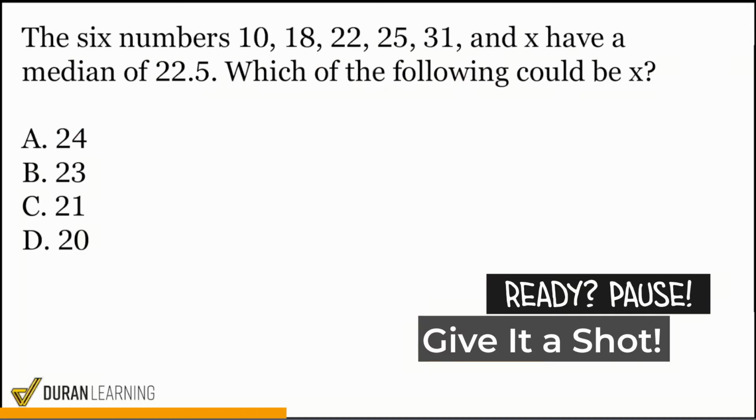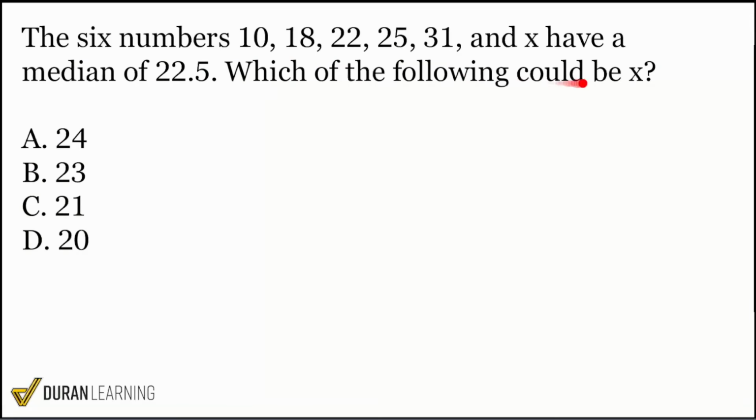Next question, and it reads in the question sentence, which of the following could be x? Okay, sounds good. So we want to know a possible value of x, and the information that we're given is that we have 6 numbers, 10, 18, 22, 25, 31, and x have a median of 22.5. So which of the following could be that missing 6th value?